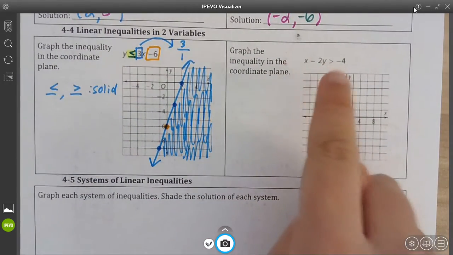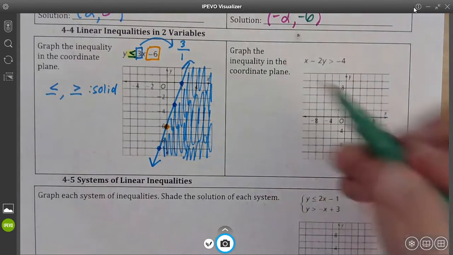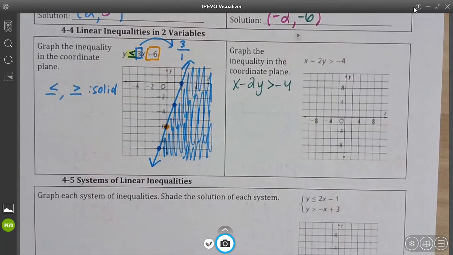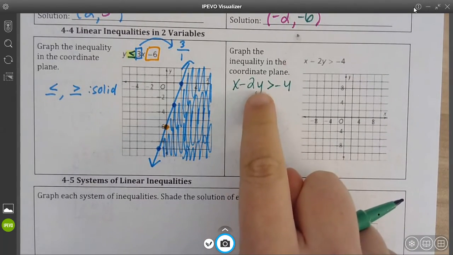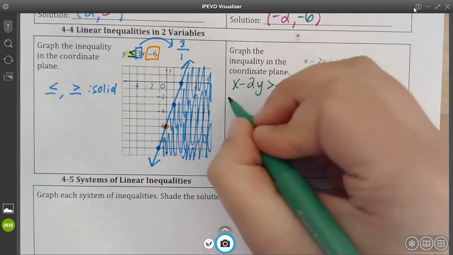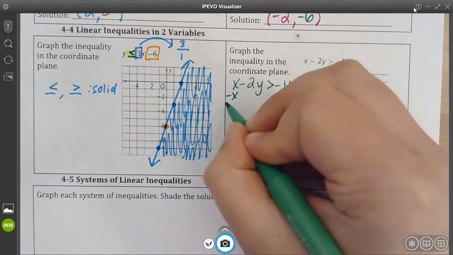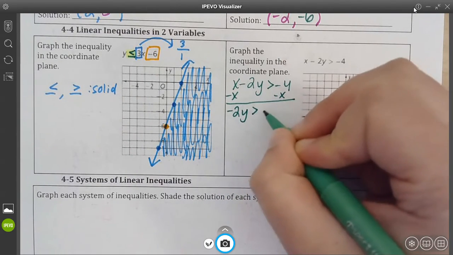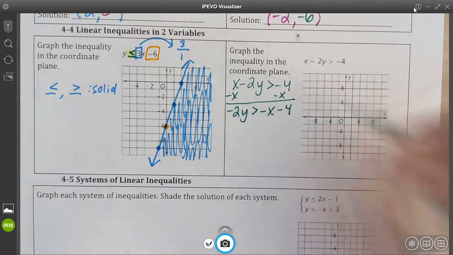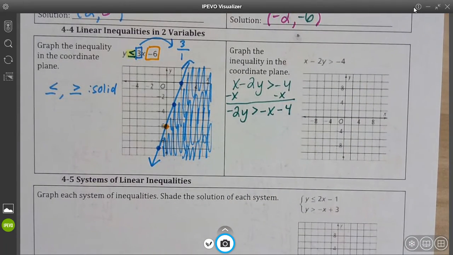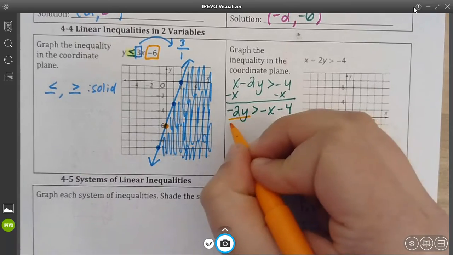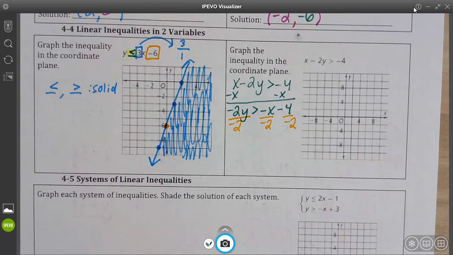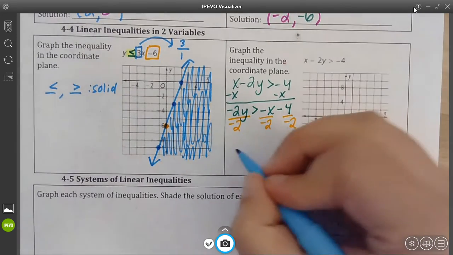Now we're going to do the same thing for the second equation, but this one's a little bit more challenging because my equation is not in slope-intercept form. I want to get y by itself first before I can do anything. So I'm going to subtract x from both sides. I'm going to get negative 2y is greater than. These two are not like terms, so I'm going to write them side by side. Minus x minus 4. And then last but not least, I'm going to divide by a negative 2, which means I'm going to take every term here and divide it by negative 2. So I'm going to be left with y.